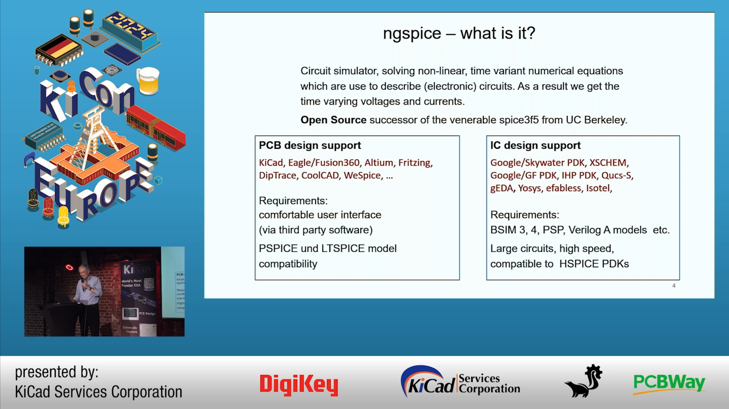So we have a requirement of having modern device models, these tiny 3 nanometer FinFET MOS transistors, and well, we have models for that. Okay, sometimes the circuits are very large. We have 200K transistors to simulate. We should be able to do that, and we should be compatible to another SPICE variant, HSPICE.